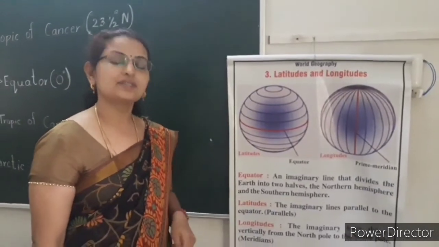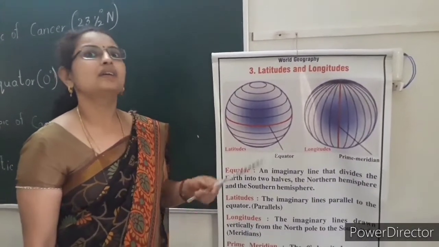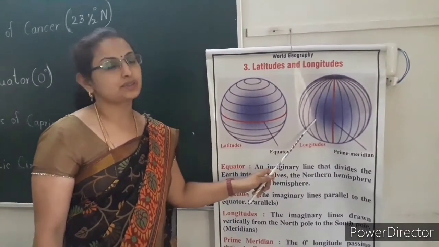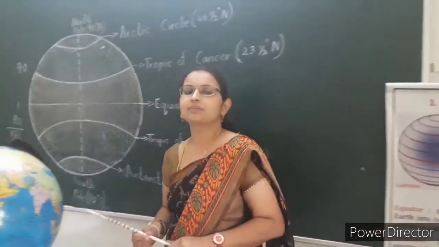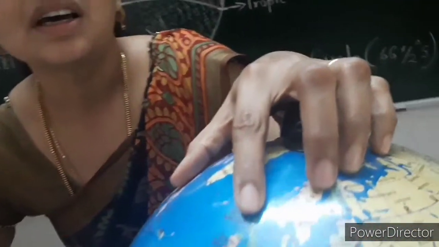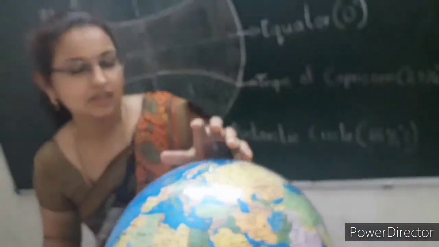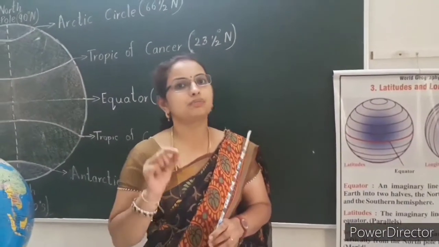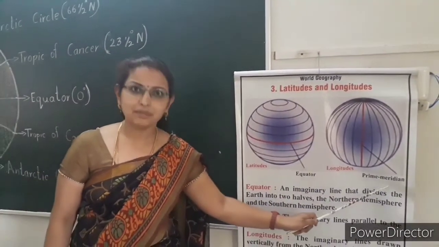Next, meridians or lines of longitude. Imaginary lines running from north to south. These are called longitudes or meridians. The starting point of the meridian was decided to be fixed at a place near London. The meridian that passed through Greenwich was decided to be marked 0 degree, and it was named the prime meridian.